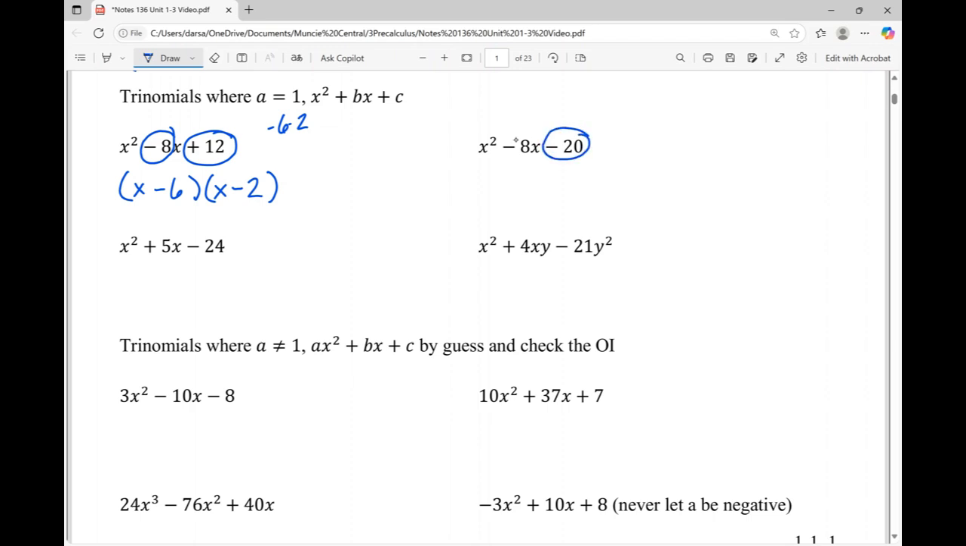What two numbers multiply to negative 20 and add to 8? So we're just going to think, okay, 20: 4 and 5. 4 plus 5 is 9. 4 minus 5 is negative 1. Neither of those is 8. So what's another two things that multiply to 20? How about 10 and 2? 10 plus 2 is 12. 10 minus 2 is 8.